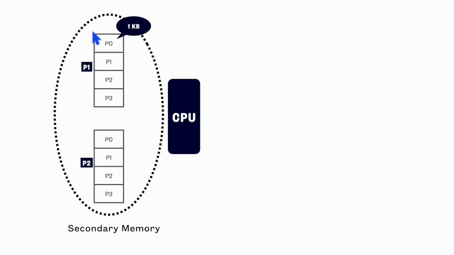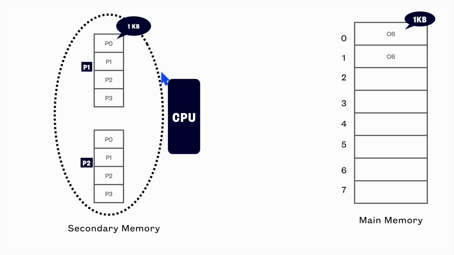Suppose you have two processes P1 and P2. Process P1 has 4 pages and process P2 also has 4 pages, and each page size is 1 KB. To execute these, they must first be loaded into the main memory, and for understanding I am taking only 8 frames here, each frame having a size of 1 KB. Both sizes are equal: page size is 1 KB and frame size is also 1 KB.